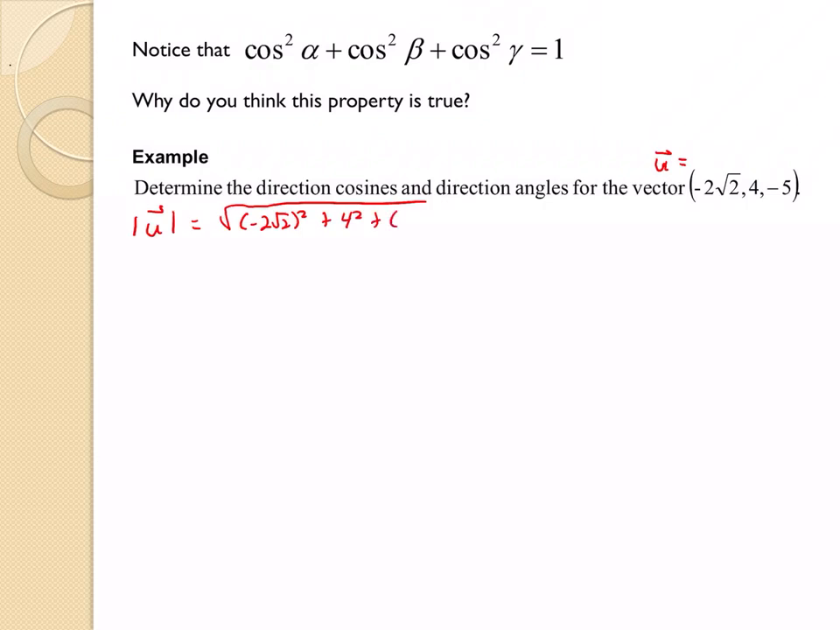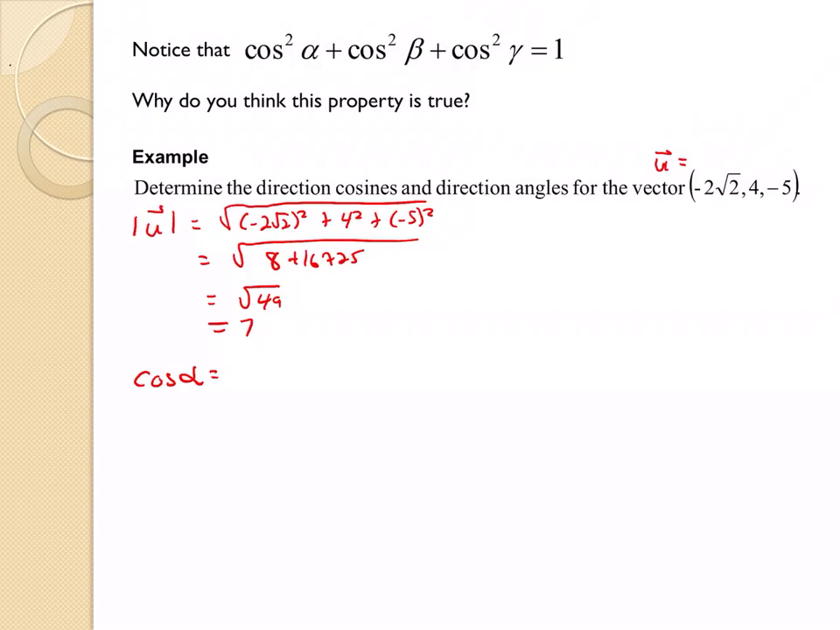And so I just need the Pythagorean theorem in 3D. I've got negative 2 root 2 squared plus 4 squared plus negative 5 squared. Let's see, 4 and 2, that's 8 and 16 and 25. Root 49. Oh, isn't that nice? 7. The magnitude is 7.